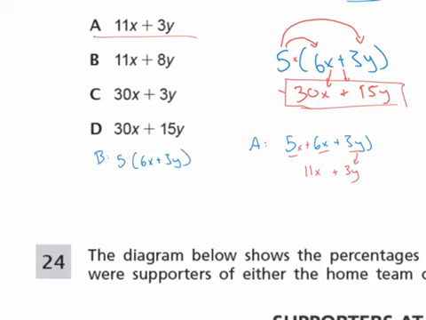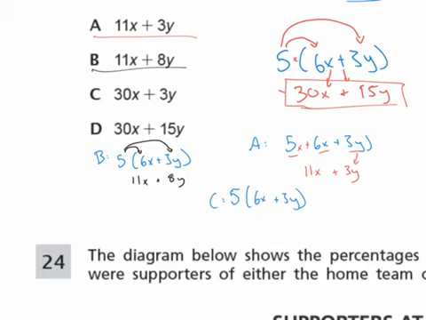Alright, so now let's try B, 11x plus 8y. I guess this person realizes that the parenthesis exists and is important, but has no idea that the 5 needs to be multiplied against each one. They probably think it needs to be added. So it'd be 5 plus 6x, and you'd think, maybe that means 11x. And you make 5 plus 3y, and think, maybe that means 8y. Like, let me just put this 5 on top of the other numbers. And that's how you get 11x plus 8y.